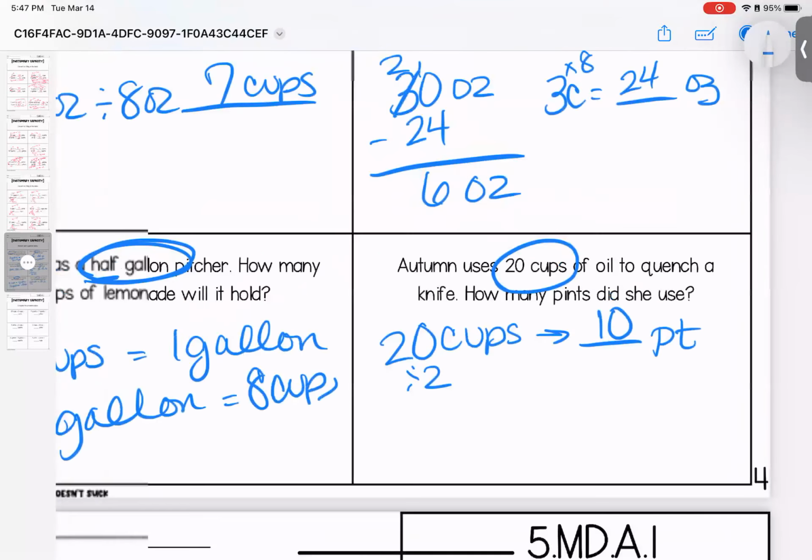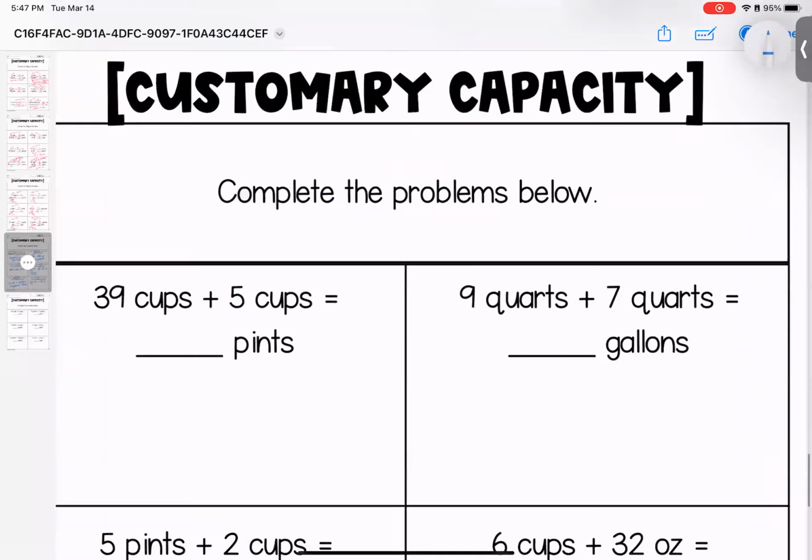Any questions on these? Bring them with you to class.